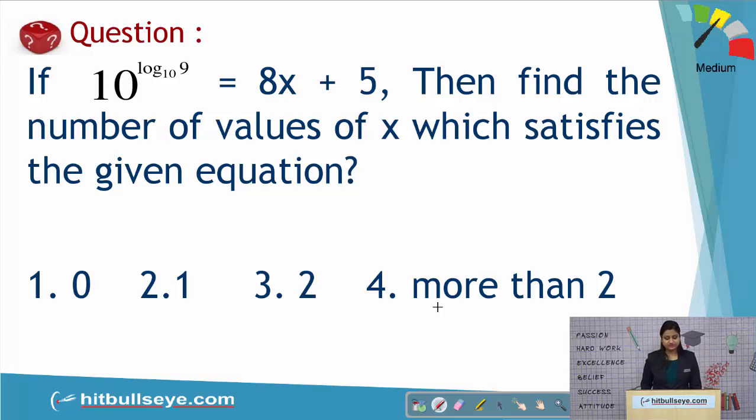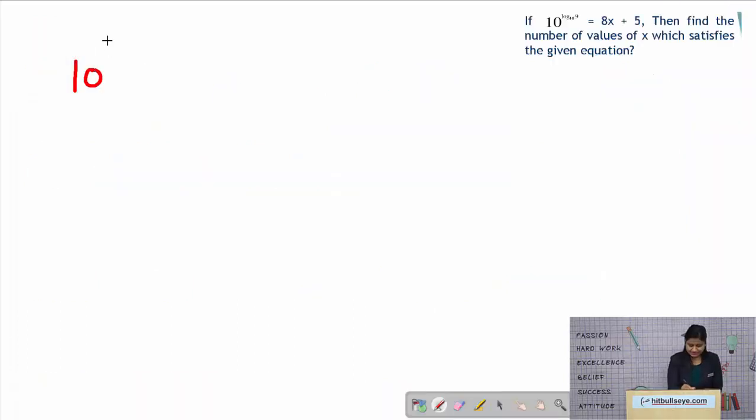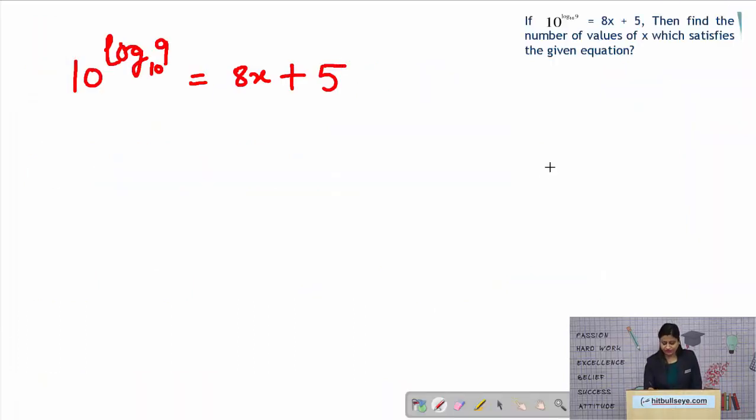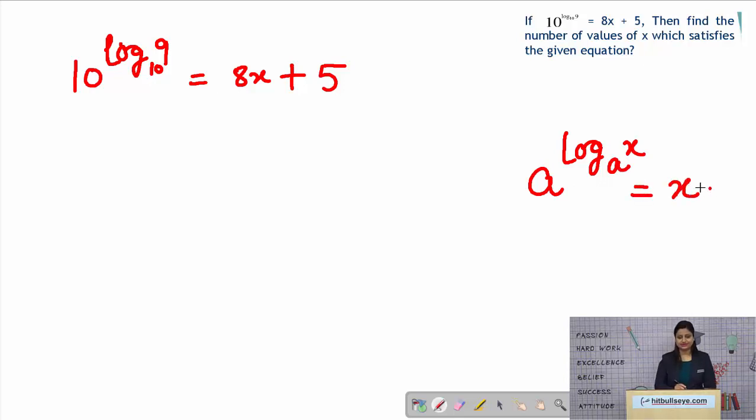Now moving to the next question, it says if 10 raised to power log 9 with base 10 is equal to 8x plus 5, then find the number of values of x which satisfy the given equation. It's a pure formula application. If we take the given equation, in the previous slide we had a formula that a raised to power log x with base a are the same here. The answer will be x in that case. That was the very first rule in the earlier rule slide.